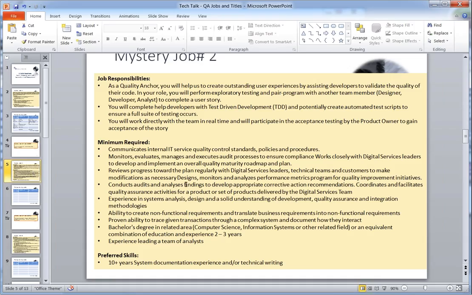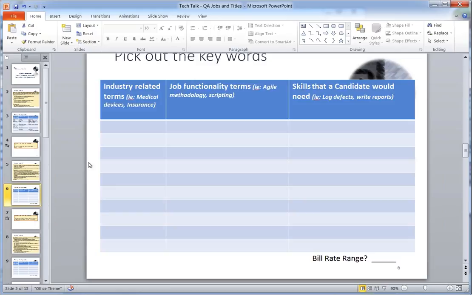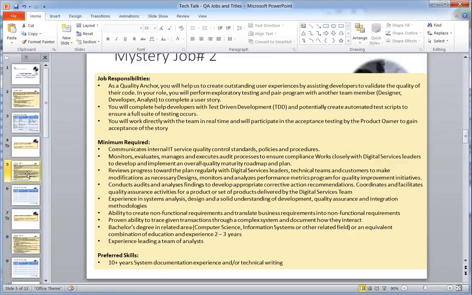Okay, let's move to the next one. We're short on time here. So mystery job number 2. This one's a little harder. We'll read through this one again. The things you're looking at first are your industry related, then job functionality, and then skills that a candidate would need to possess. So what words jump out here in the industry?